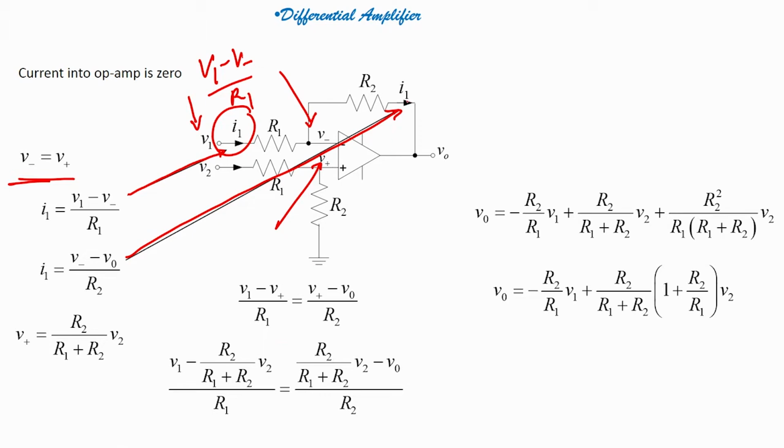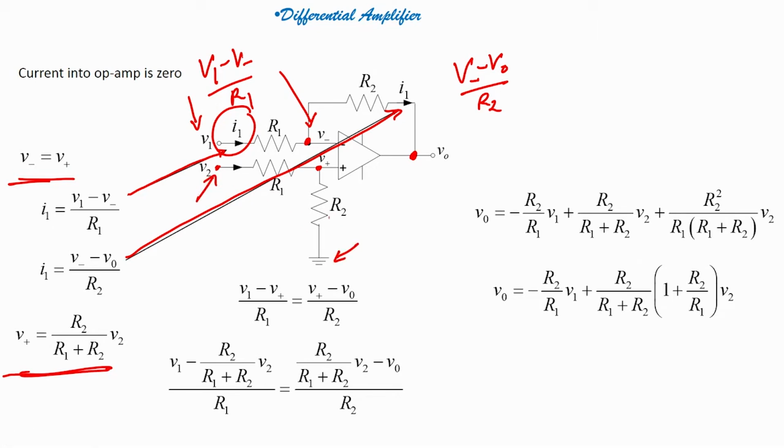If I consider this other value, then it will be V minus minus VO, divided by R2. So, what is my V plus? If I want to measure V plus, you have to consider this ground, and you have voltage here. So, this is like a potential divider. V plus will be R2 divided by R1 plus R2, into V2, because here V2 is applied and here is a ground.